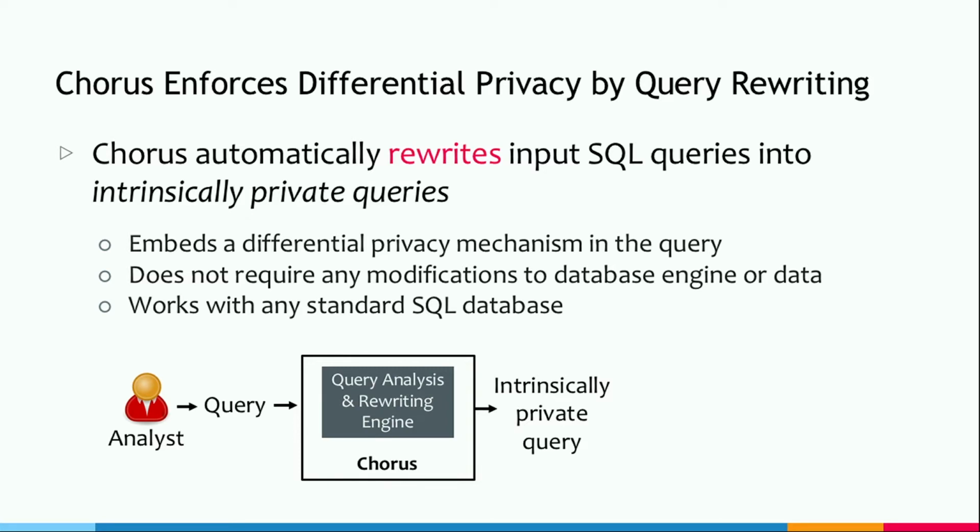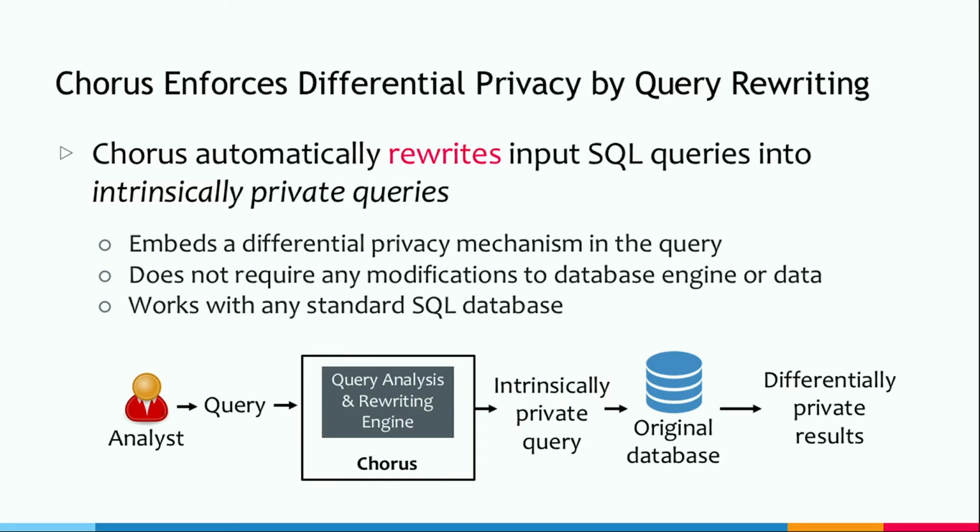All right? And so, just like in the picture on the bottom here, you can have an analyst write a query, it goes into Chorus, and out comes this intrinsically private query. And now you can run that on any database you want, like the one you already have, and you'll get differentially private results out. And those can go directly back to the analyst. You don't have to do any post-processing or anything else to those. And so this is a big win over what we had before, because it means we don't have to change the database at all, or the data. It works with any standard SQL database.